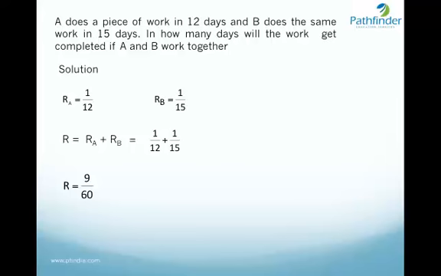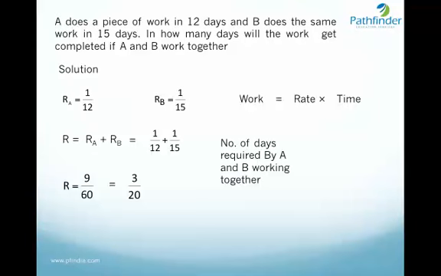Rate and time are inversely proportional. Rate of work is 9 by 60, that is simplified as 3 by 20. We know that work is equal to rate into time. Whenever work is not known to us, we assume the work to be 1, and therefore rate and time are inverses of each other. The rate is calculated as 3 by 20, and therefore the time required will be the inverse of 3 by 20, that is 20 by 3 days.